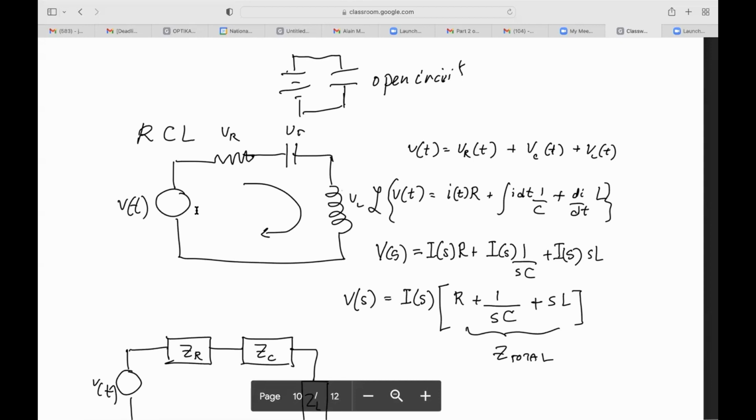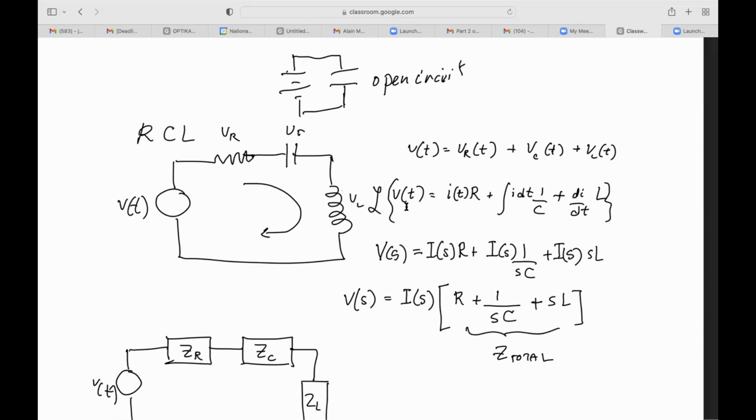So, for example, this is a single loop, according to Kirchhoff's law. The V of t is equal to the sum of the voltage drops. Each of these components causes a voltage drop. So according to Kirchhoff's rule, V of t, the input signal here, is equal to VR of t plus VC of t plus VL of t, which in terms of the current I of t can be expressed this way, right? Now what if we Laplace transform that?